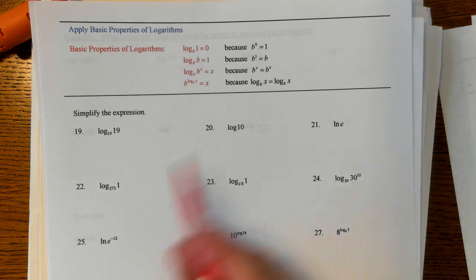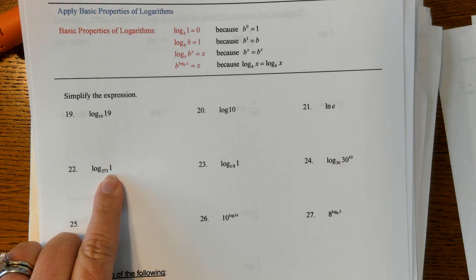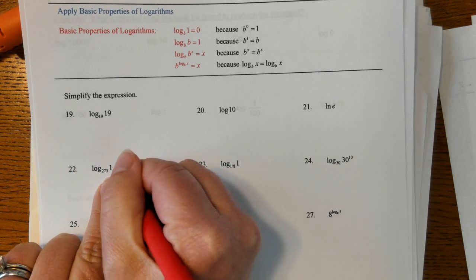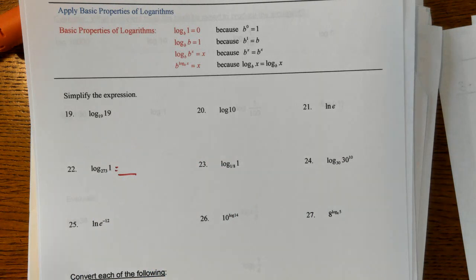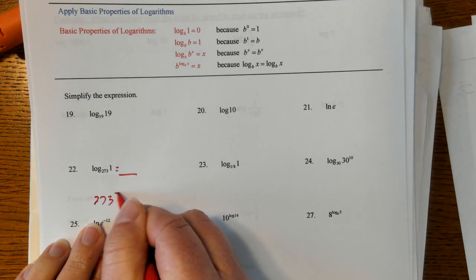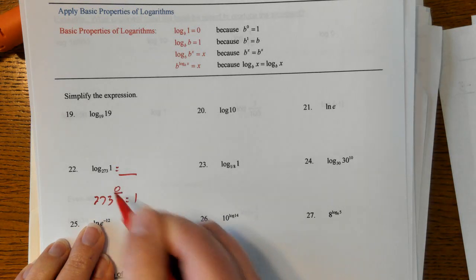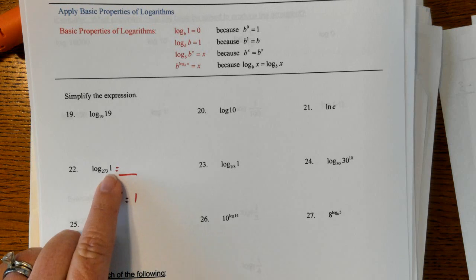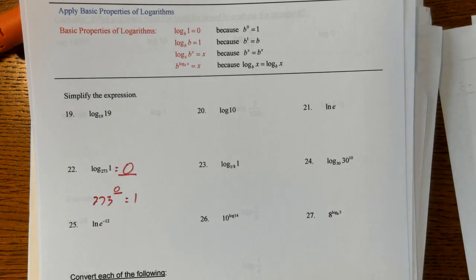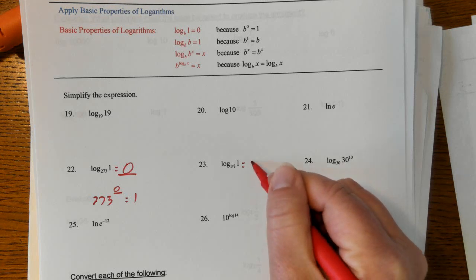Okay, so let's look through this little group right here. Do we see anything where the argument is 1? Yes, right here. So I know this is going to be 0. Okay, but if you didn't, you could picture converting it to an exponential. 273 to the something has to equal 1. Oh, that's going to be 0. Okay, so anytime that argument is 1, we know the whole thing equals 0. Here's another one where the argument is 1, so we know the whole thing equals 0.